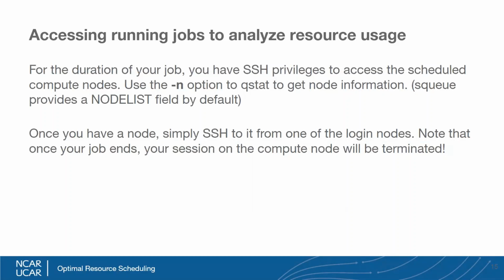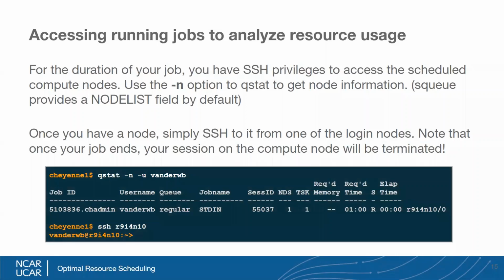But you should be aware that once the job ends, then your session on the compute node, your SSH session, will also be terminated. So you can get bumped out kind of surprisingly at times. Here's an example. So I have this job that's running. I run a qstat with this -n option, and it's a single node job. I find out that it's running on this node here, r9i4n10. So I can take that, I can SSH from the login node to r9i4n10, and now I have a shell session on that node.